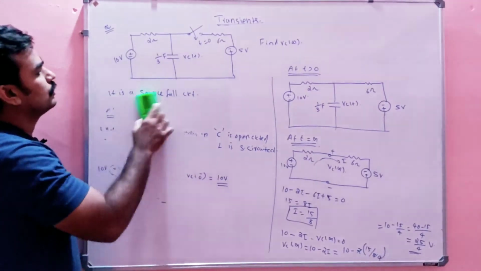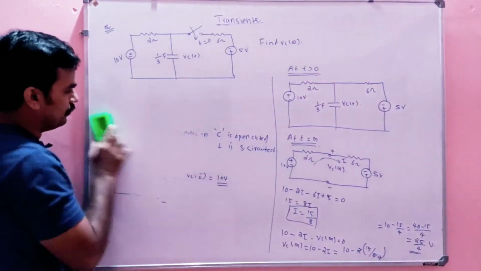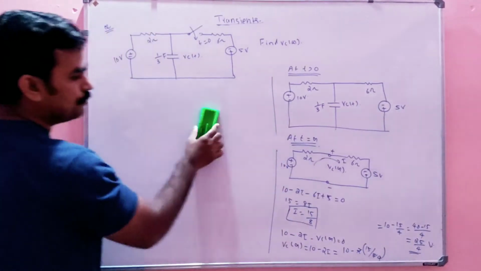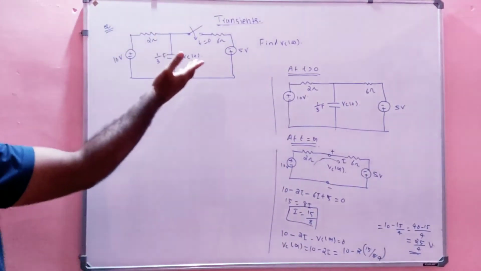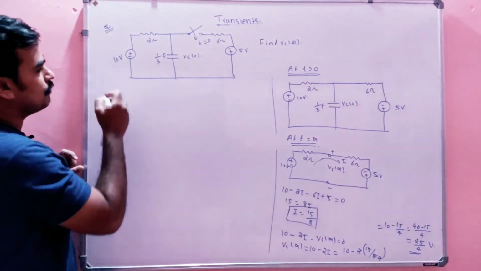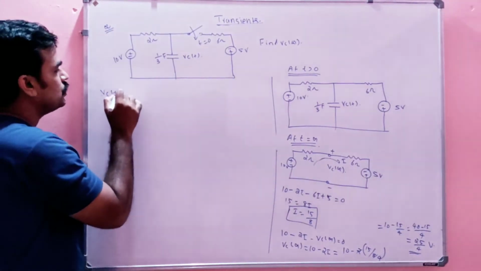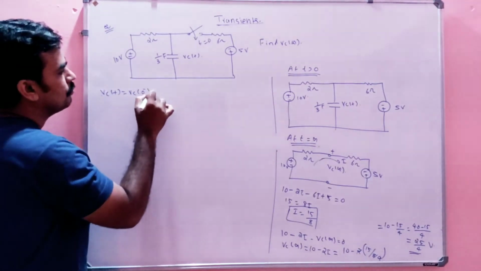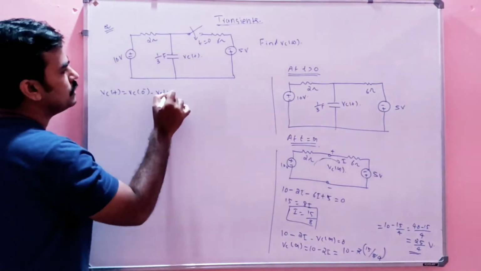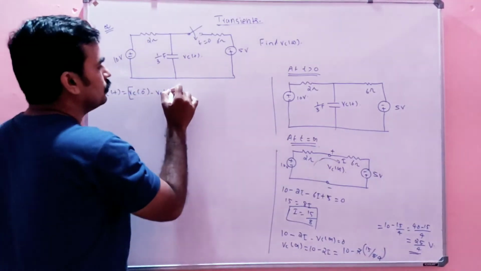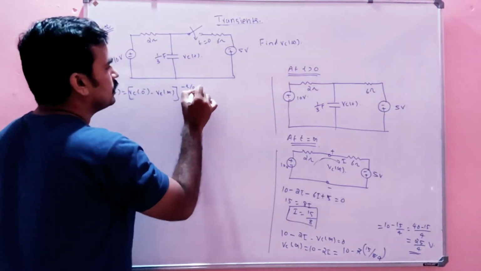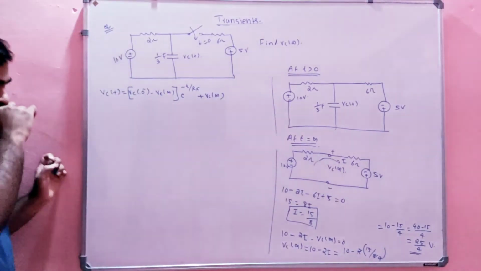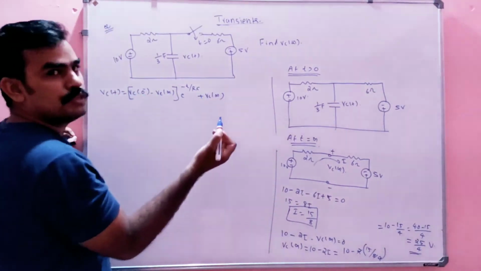If you asked for Vc of t, it's not asked in the question, but if you ask for Vc of t, then what will you write? Vc of t will be equal to Vc of 0 minus Vc of infinity, into e raised to minus t by RC, plus Vc of infinity. Am I right? So you have the values of Vc of 0 and Vc of infinity.